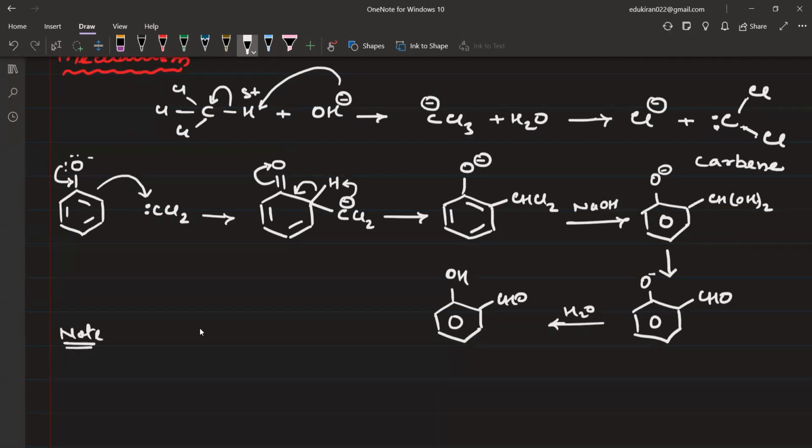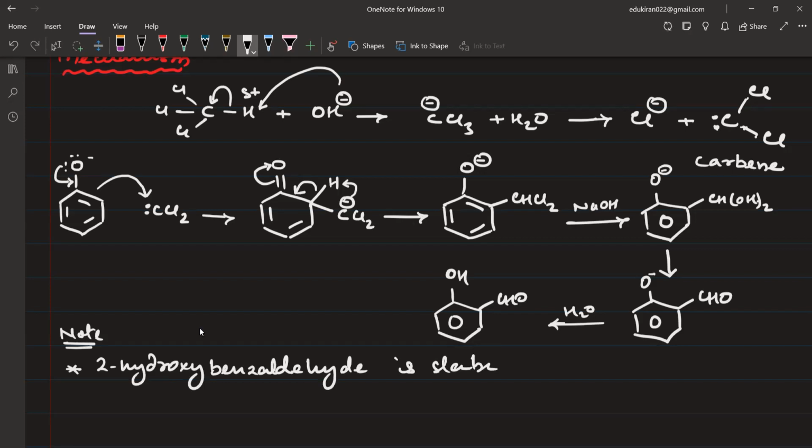Write a note. You will ask, sir, if it is an electrophilic substitution reaction, then why is the ortho product coming here? And it is also a major product. So you'll write here: what is this? We have this benzaldehyde, and this is hydroxy, right? So 2-hydroxybenzaldehyde is stabilized by chelation, and hence it is stable.